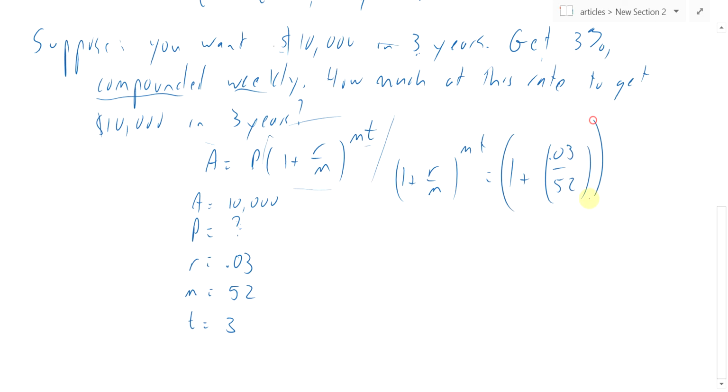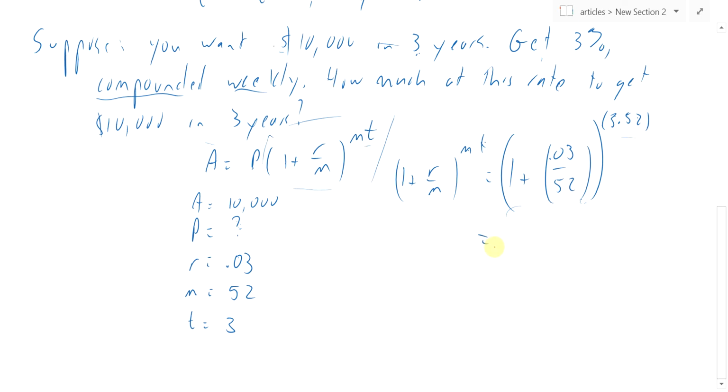All of that raised to the 3 times 52. So M is 52, T is 3 years. Okay, lots of parentheses in here. Be very careful when putting this into your calculator, because your calculator can easily get the order of operations wrong if you don't tell it specifically what the order of operations should be by putting in parentheses around your division and then parentheses around the base that gets raised to that.